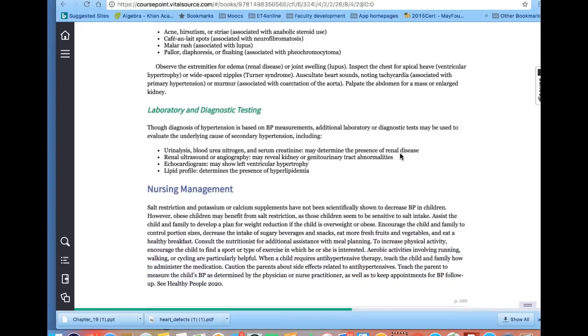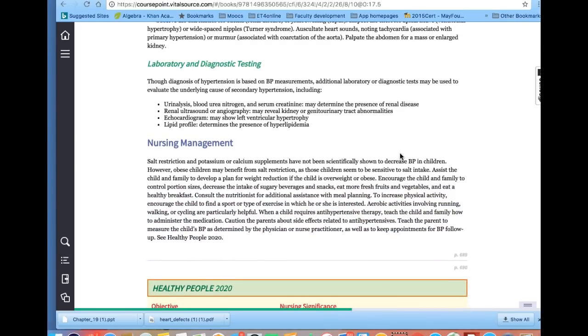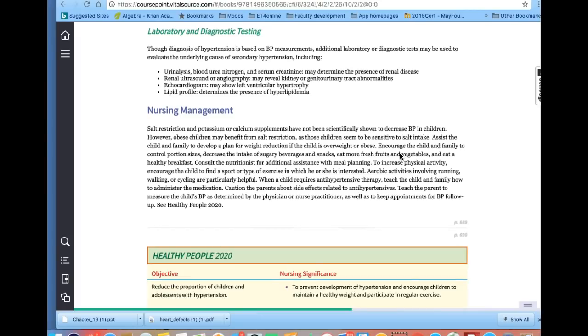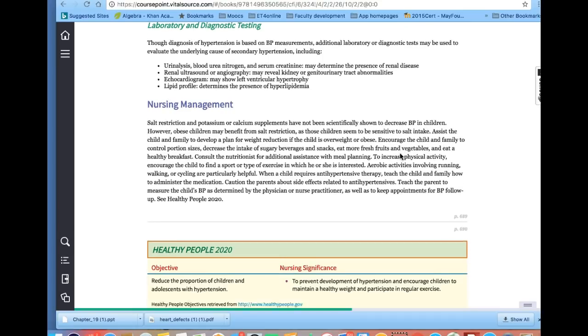So how do we manage high blood pressure? Same way you manage it in adults. Usually there's medication involved, a low sodium diet. Sometimes they restrict fluids. If the child is obese, then they work on weight control, exercise, increasing activity, etc.